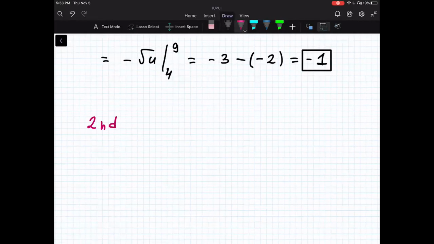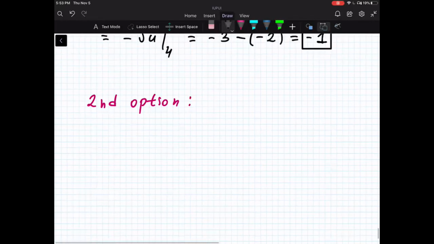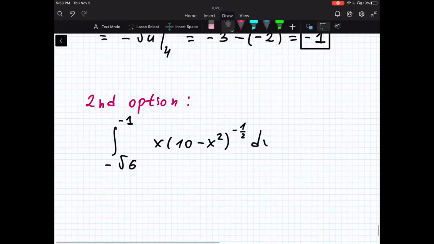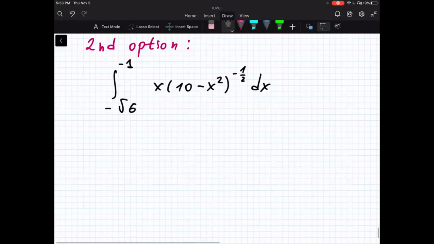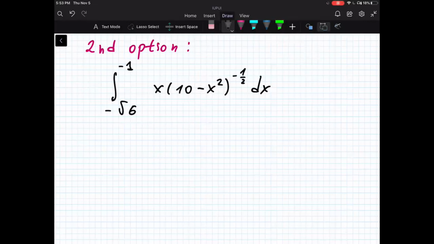There is another way to solve this. So second option. So again, we have this integral from minus square root of 6 to minus 1 of x times 10 minus x squared to the power minus 1/2 dx. And let's now forget about the definite integral. Let's try to calculate the antiderivative for the function under the integral. So in other words, let's calculate indefinite integral of x times 10 minus x squared to the power minus 1/2 dx.